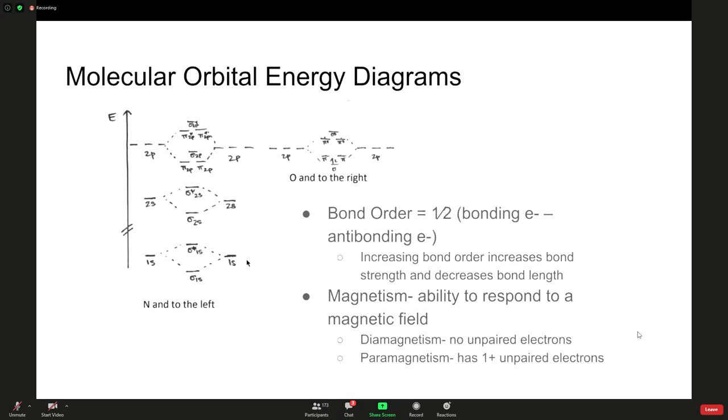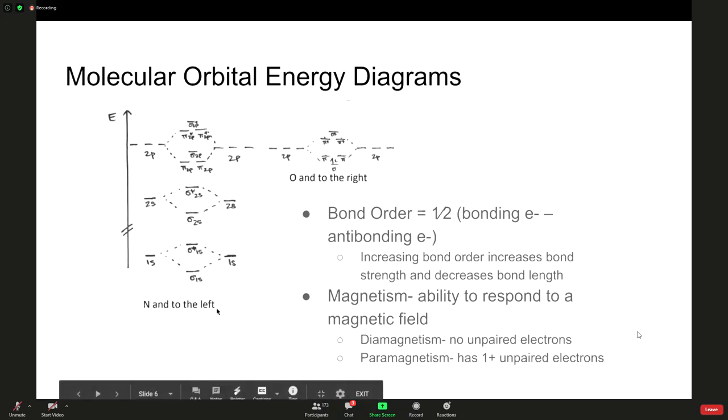You have your 1s's combining to make your sigmas, and then you also have your 2s in your sigma bonds, sigma and sigma star, and then 2p. You'll have the pi's and the sigmas as well. So I would definitely make sure to be able to identify what comes from what, like the sigma 2p and knowing what corresponds to what.